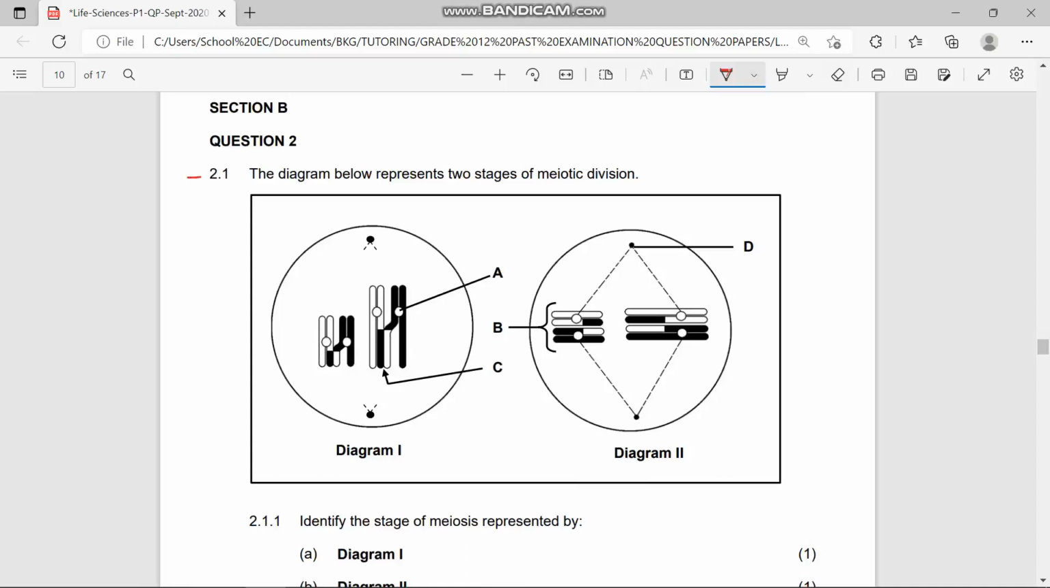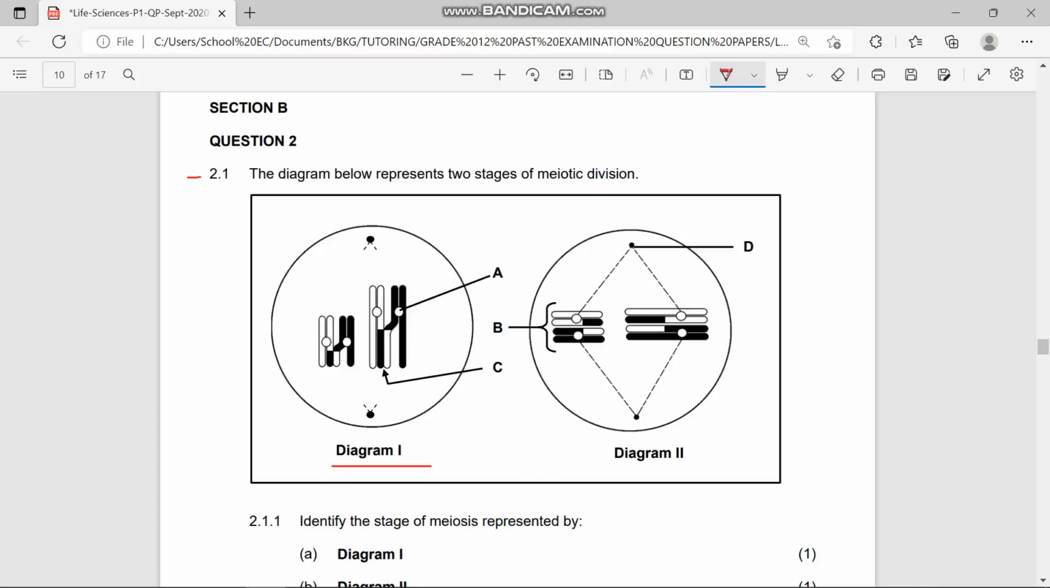As you can see, the very first diagram, diagram one, is a specific meiotic division stage. Diagram two is another stage under meiotic division. Looking at diagram one, you can see there is a process taking place between those chromatids. I don't want to tell you or show that process, because I know one of the questions will say, give the process taking place at diagram one.